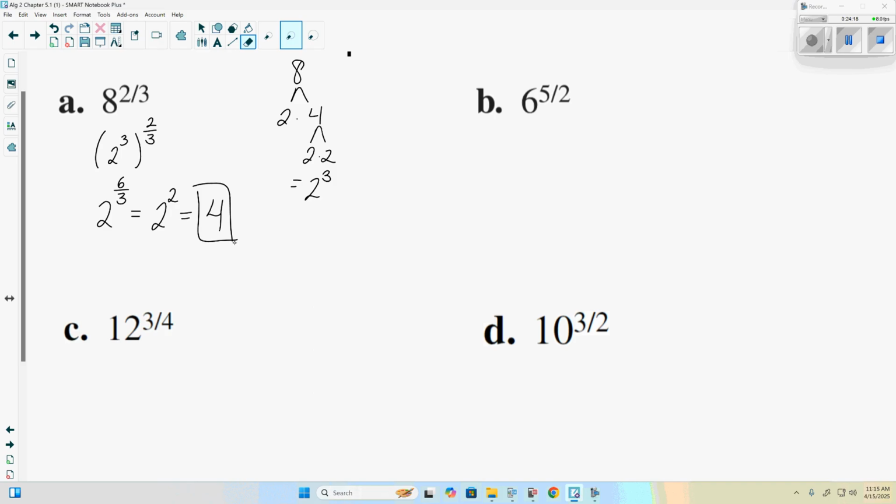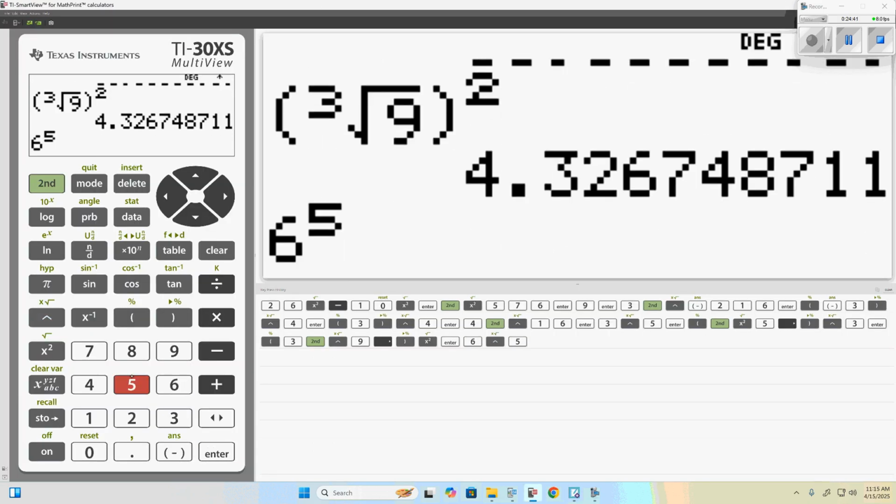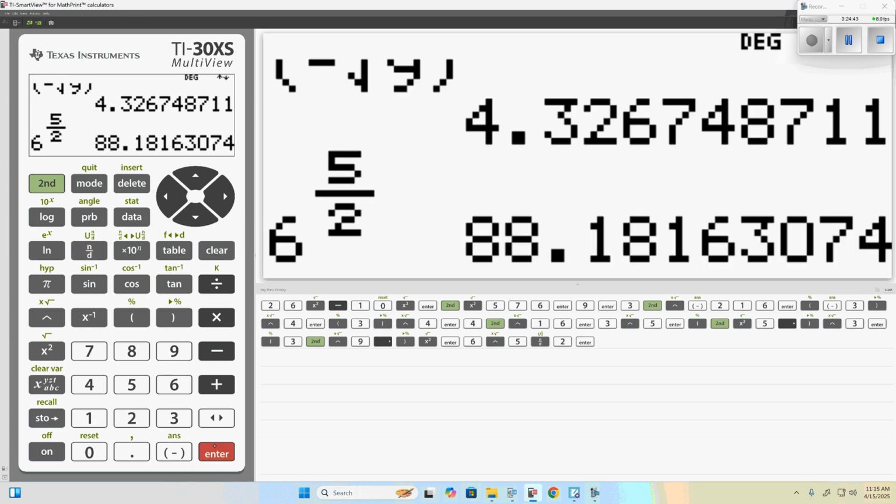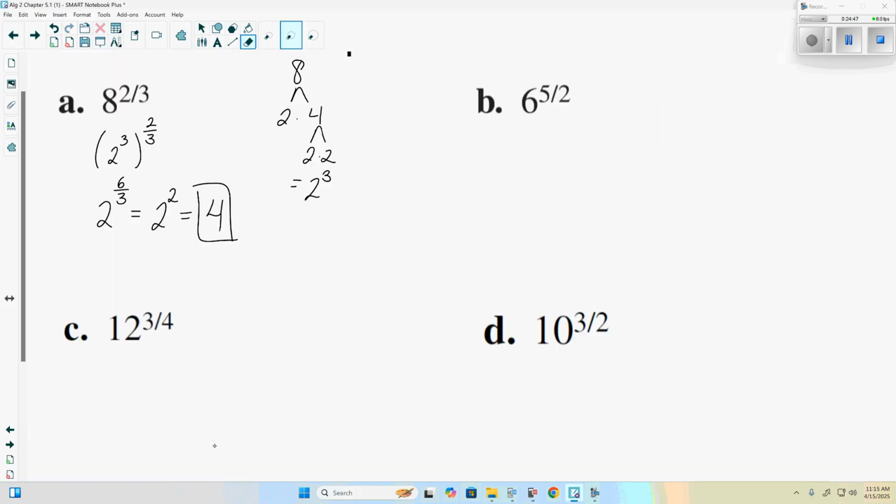Now 6 to the 5/2. The 2 on bottom, again, it's telling us what root we're taking. Because if the 2 is on bottom, we're talking about a square root. Times itself twice. Well, is there a number that multiplied by itself twice that is 6? No. So most likely, this is going to give us a decimal answer. 6 to the 5/2 is 88.18.